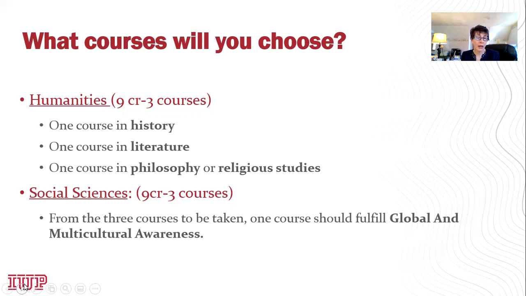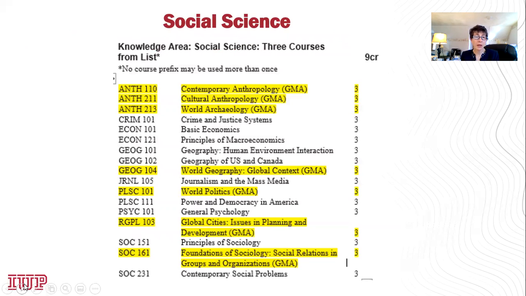You want to make sure that 1 of those courses will fulfill your global and multicultural awareness. I'm going to talk about this in a little more detail so you see exactly what I mean. You do have to have a course that fulfills what we call GMA, Global or Multicultural Awareness, but you can fulfill that requirement by taking a social science that has been designated a GMA. So when we look at the listing, these are all of the social sciences from which you can choose. You will notice that several of them have the little letters GMA written after them. That's a course that fulfills your global and multicultural awareness.